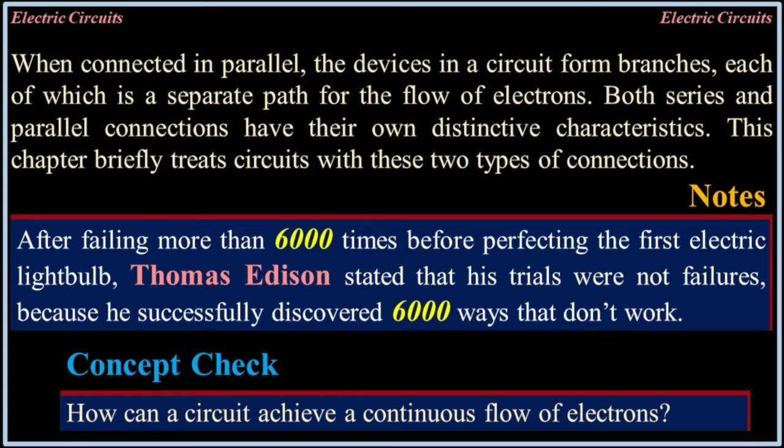Notes: After failing more than 6,000 times before perfecting the first electric light bulb, Thomas Edison stated that his trials were not failures because he successfully discovered 6,000 ways that don't work. Concept check: How can a circuit achieve a continuous flow of electrons?